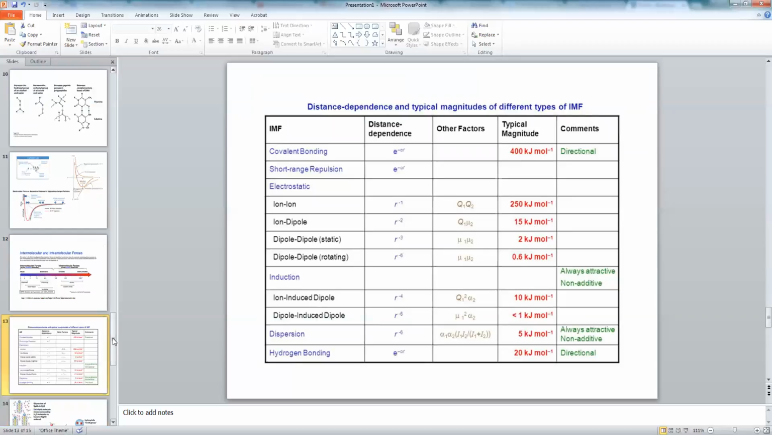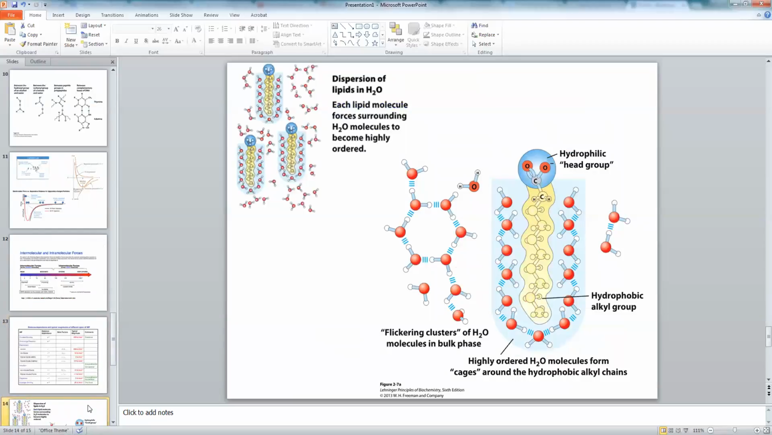So now if we think about the hydrophobic effect, maybe with a visual to help us get a sense of that. So the dispersion of lipids in water. So everyone knows that oil and water doesn't mix. Well, why is that? Well, each lipid molecule has these forces that surrounding water molecules respond to and become highly ordered. And so essentially because there is this interaction, you see these clusters of water molecules that have relationships or reactions with each other, and then they're also highly ordered, to form what we think of almost as cages around hydrophobic alkyl chains.